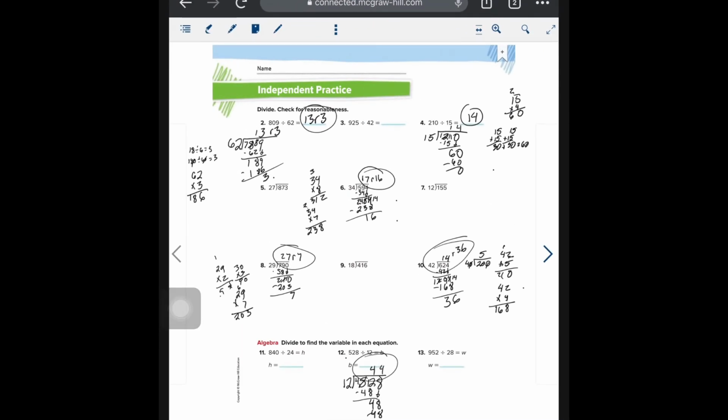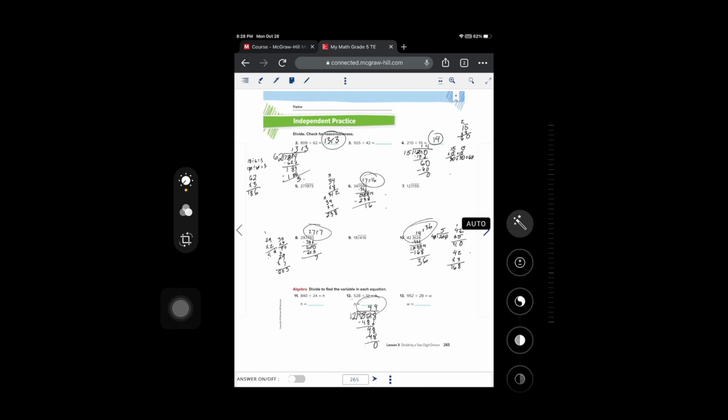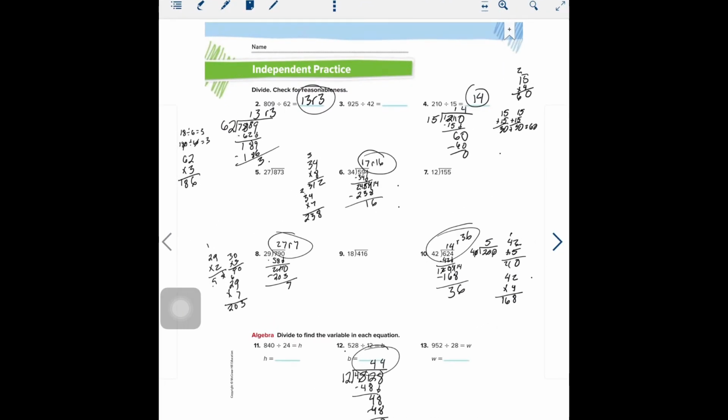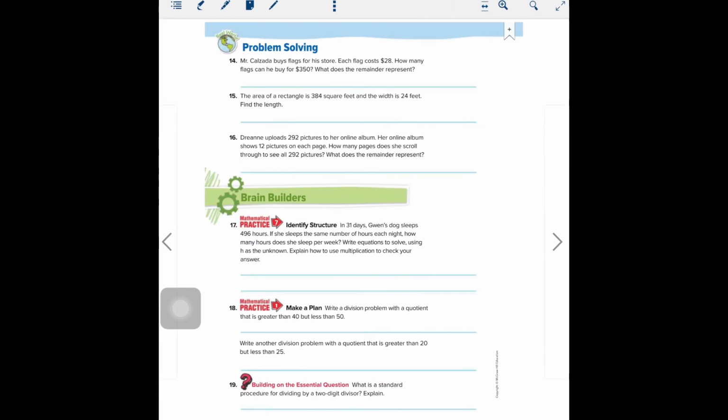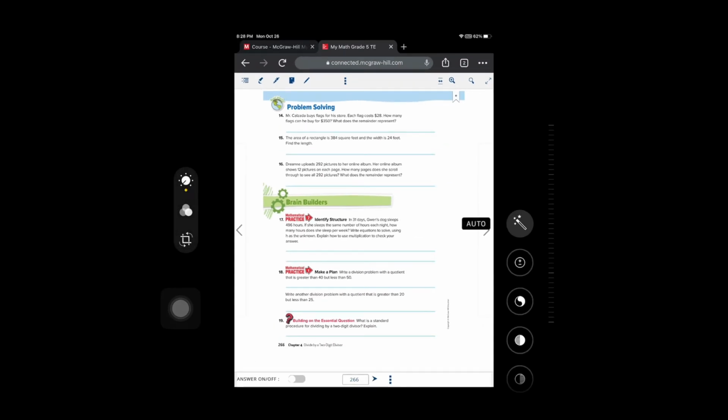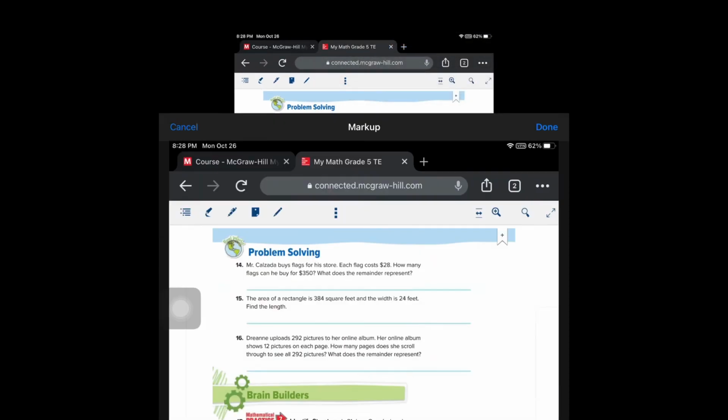Okay, there is our page. Remember, we only did the evens today. Alrighty, and we're on this page. We're going to do the evens as well.